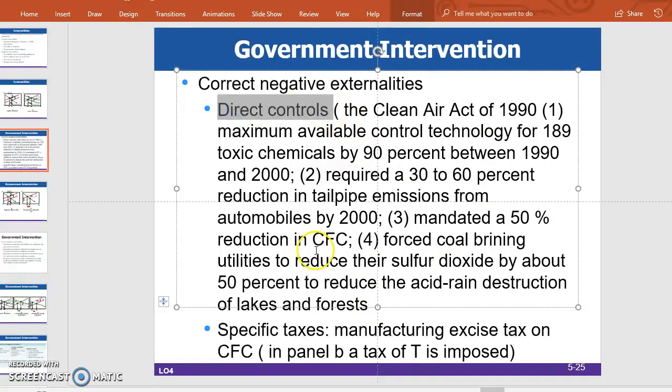And for all of these harmful chemicals, there is this direct control. The producers cannot exceed those controls. They cannot produce too much. This is one way to deal with negative externalities.